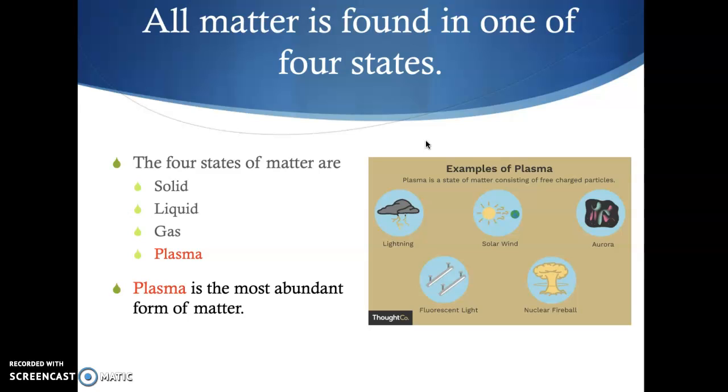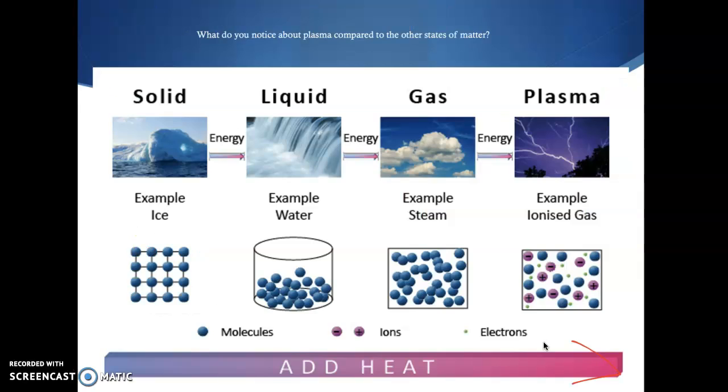And next unit we'll learn more about these. But plasma is the most abundant form of matter in the universe. And examples of plasma you have over here, lightning is one of them. Solar wind, aurora borealis, fluorescent lights, and nuclear fireballs. Those are plasmas. So we'll learn a little bit about plasmas today, but we'll focus on them a little bit next unit as well. Because our question today really is, what is matter?